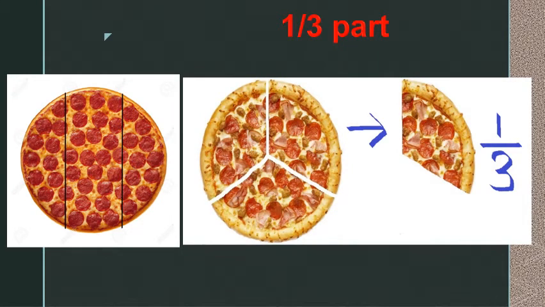This pizza has to be divided into 3 equal parts. Suppose I divide the pizza in this way. Will all 3 parts be equal? No, not at all. We can see that the middle part is bigger than the other 2 parts. So now, how are we going to divide this pizza into 3 equal parts? This figure shows 3 equal parts of the pizza. Am I right? So, each part is 1/3.